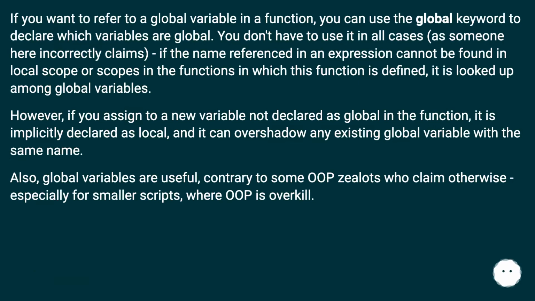If you want to refer to a global variable in a function, you can use the global keyword to declare which variables are global. You don't have to use it in all cases, as someone here incorrectly claims. If the name referenced in an expression cannot be found in local scope or scopes in the functions in which this function is defined, it is looked up among global variables. However, if you assign to a new variable not declared as global in the function, it is implicitly declared as local, and it can overshadow any existing global variable with the same name.